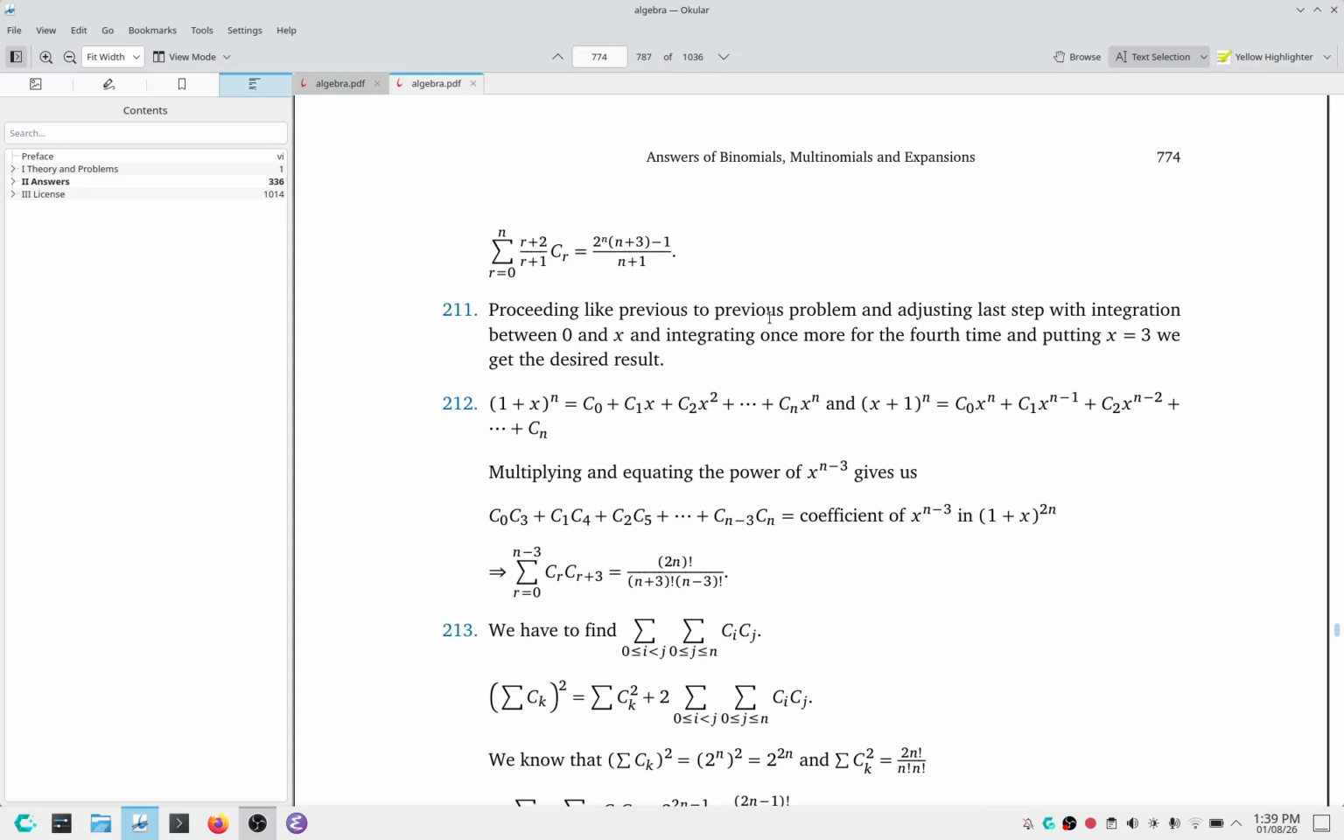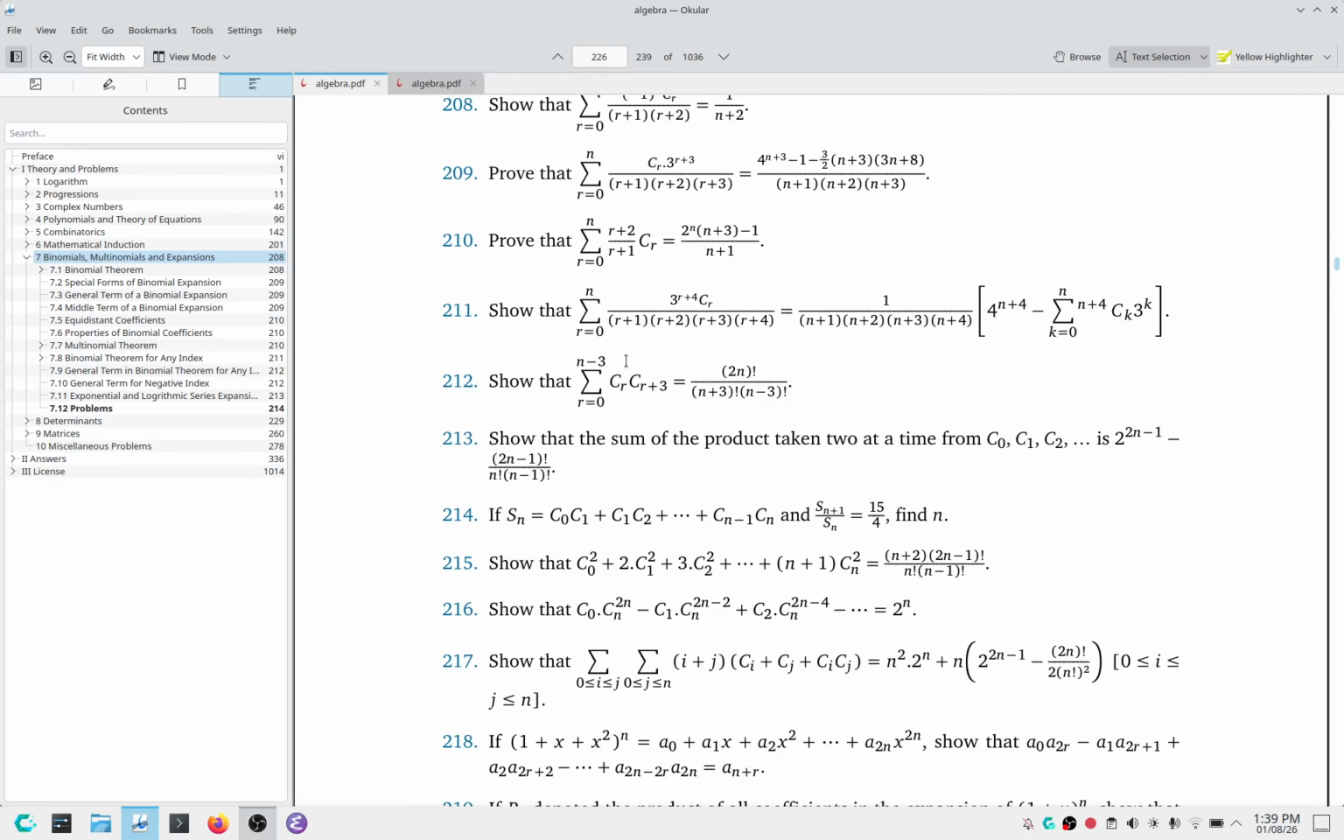The solution says to adjust the last step with the integration between 0 and x, and integrating once more for the fourth time, putting x equal to 3, you will have the desired result.